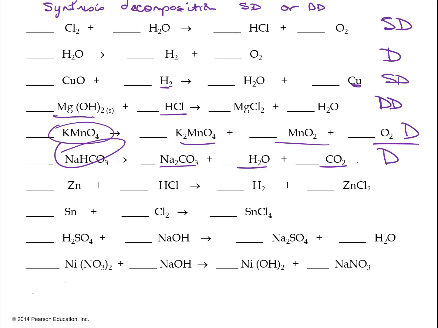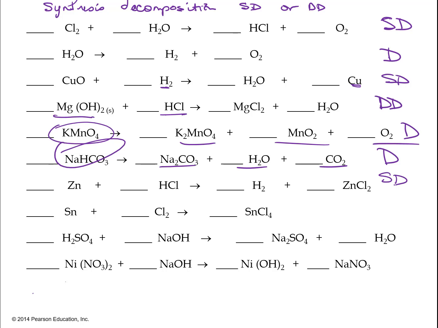Zinc plus HCl makes H2 and ZnCl2. So notice I have 2 of each. I have 2 reactants and 2 products. So this one is a what? This is a single displacement, okay? If you have an element in a compound and making a different element in a compound, that's single displacement. So the kicker is you can tell it's one of those if you have equal numbers of products and reactants.